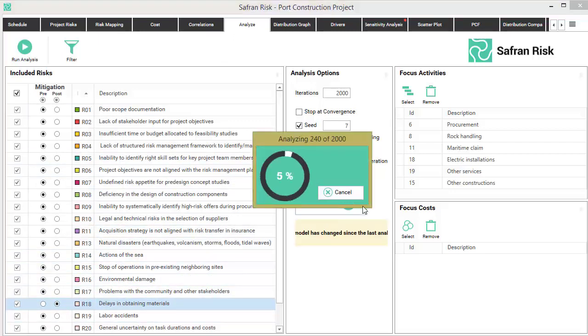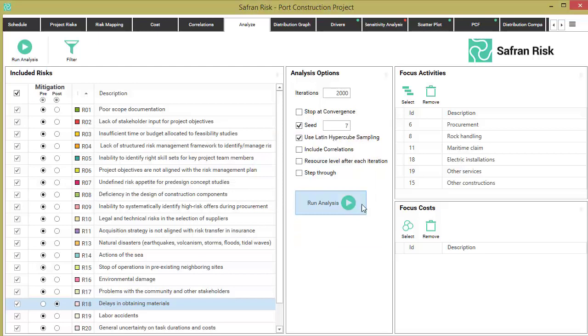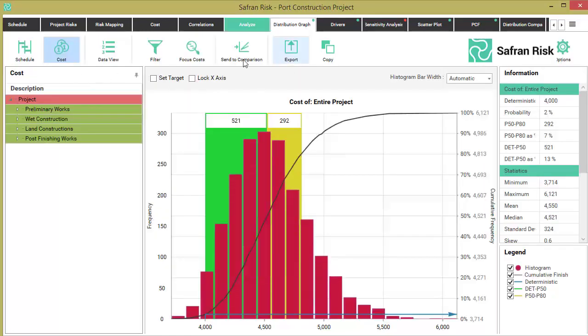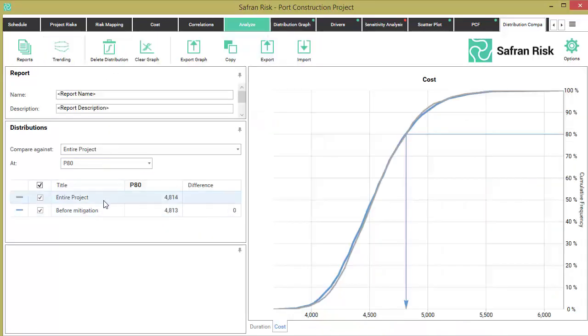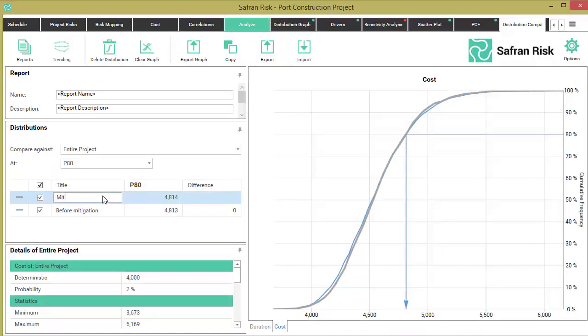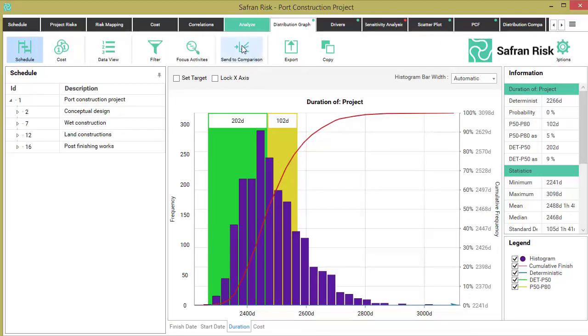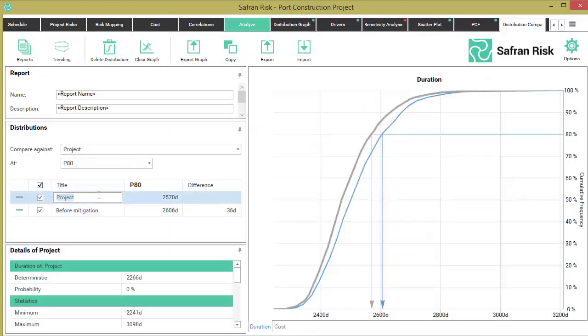on the simulation. The generated cost histogram is now sent to comparison and we rename it as Mitigation 1 Reduced Likelihood Scenario. We do the same for duration. Go back to the duration histogram, send to comparison, and again rename this scenario as Mitigation 1 Reduced Likelihood. Our first comparison is ready.